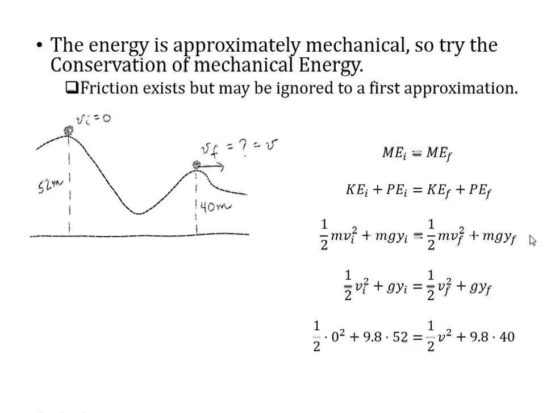Plug in the values that we know: 1/2 times the initial speed, which is 0, plus g, 9.8, times y initial, 52 meters, will equal 1/2 the final speed, just calling it v here to make the algebra a little bit simpler rather than carrying around a subscript, plus g, 9.8, times the final height, 40 meters, and this can be solved for v. We find that v is about 15.34 meters per second.